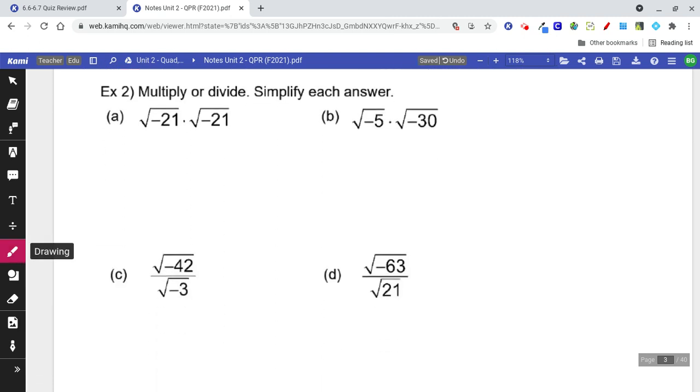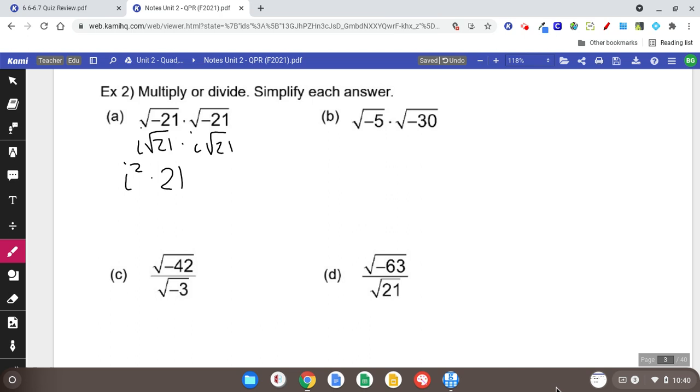Number 2, multiply or divide. Okay, so we're multiplying. We've got i times the square root of 21 times i times the square root of 21. i times i is i squared. And the square root of 21 times the square root of 21 is 21.